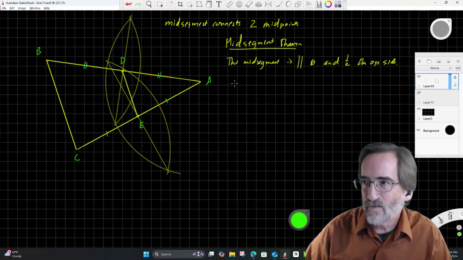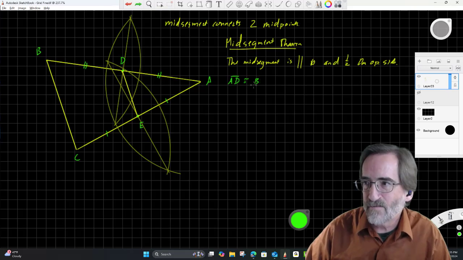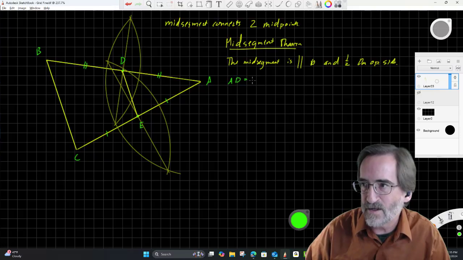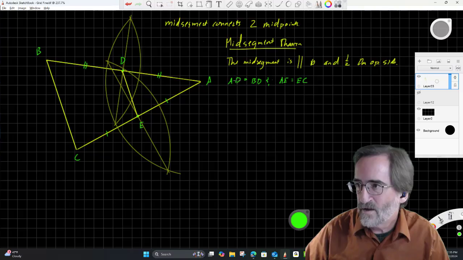So statement. We always start with the given. We're given that AD is congruent to BD. Or in this case, I'm going to simplify it and save myself a little bit of work by saying AD, the distance between A and D, equals the distance between B and D. And I'm going to say AE equals EC. And that's statement 1. And the reason I know is that's what we're going to be given.